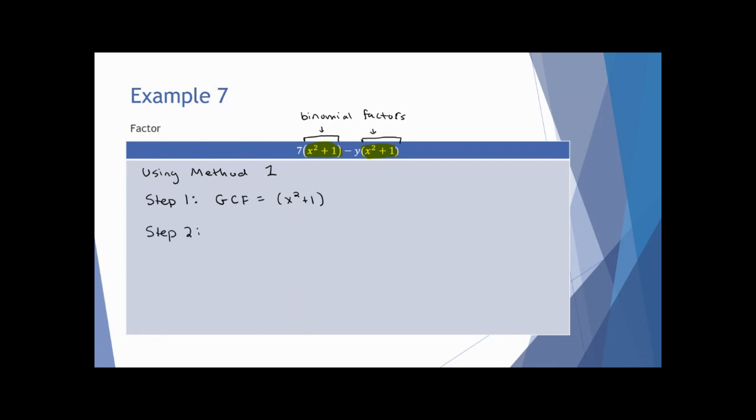Step 2, you would rewrite it, but it's already written out for us so that it's separated out. And it doesn't matter whether you have the GCF in the front or the back. It's just a matter that you have that GCF and it's separated out.